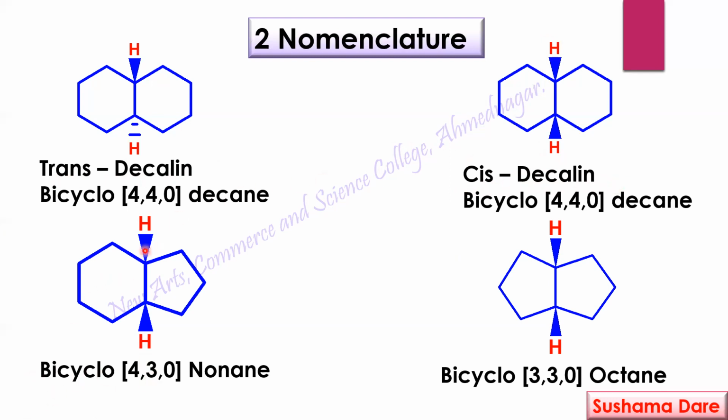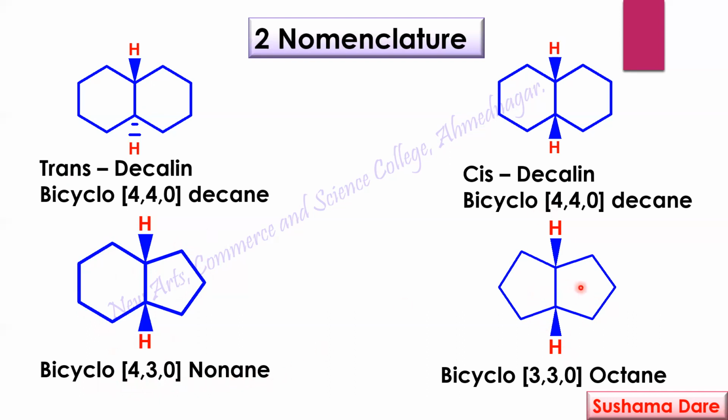Now, the next one is a 6-membered ring fused with a 5-membered ring. So the total number of carbon atoms is 9. Therefore, it is nonane. Again, two rings are there, therefore it is bicyclo. This is the common atom in between the two rings, or we call these the fused atoms. On one side of the fused atom, there are 4 carbon atoms, so it is 4. On the other side, 3 carbon atoms, so 3. And in between the fused atoms, no carbon atom. Therefore, that's a 0. So it is bicyclo 4.3.0 nonane.